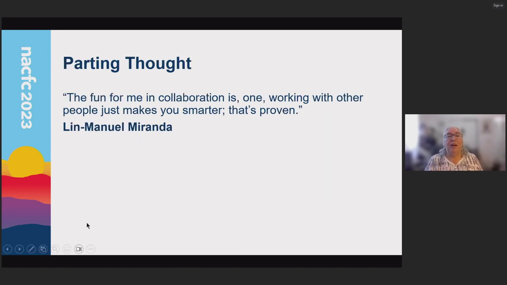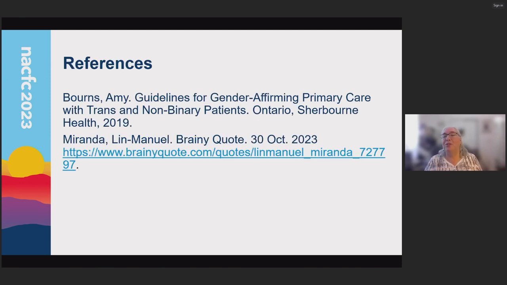So my parting thought is from Lin-Manuel Miranda, who was the producer of Hamilton. The fun for me in collaboration is, one, working with other people just makes you smarter. That's proven. And so not only does it make us smarter, but I think it also makes us happier. So that's my bit.